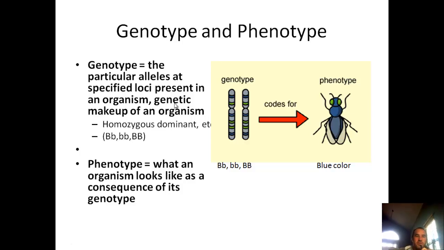So the genotype is the particular alleles at the specific loci present in an organism, the genetic makeup of an organism. So when we looked at that chromosome, there was a specific area for flower color. That locus of the chromosome was where the gene was located on each chromatid.